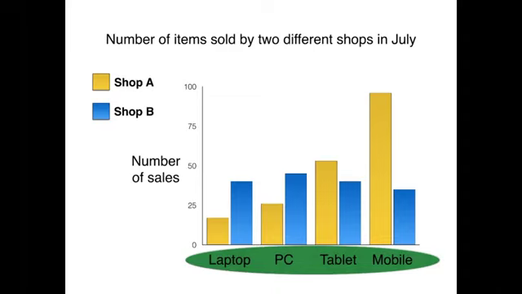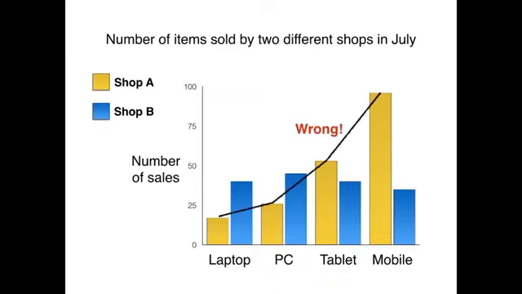If you drew a line like this, it would be wrong. You can't say laptop increases to PC or tablet increases to mobile. We can't talk about changes over time here. What we can do is compare A and B, Shop A, Shop B, for one item. So compare those two, you would say something like the number of laptops sold was in Shop A and in Shop B. Instead of comparing Shop A and Shop B, you could compare two different items in Shop A.